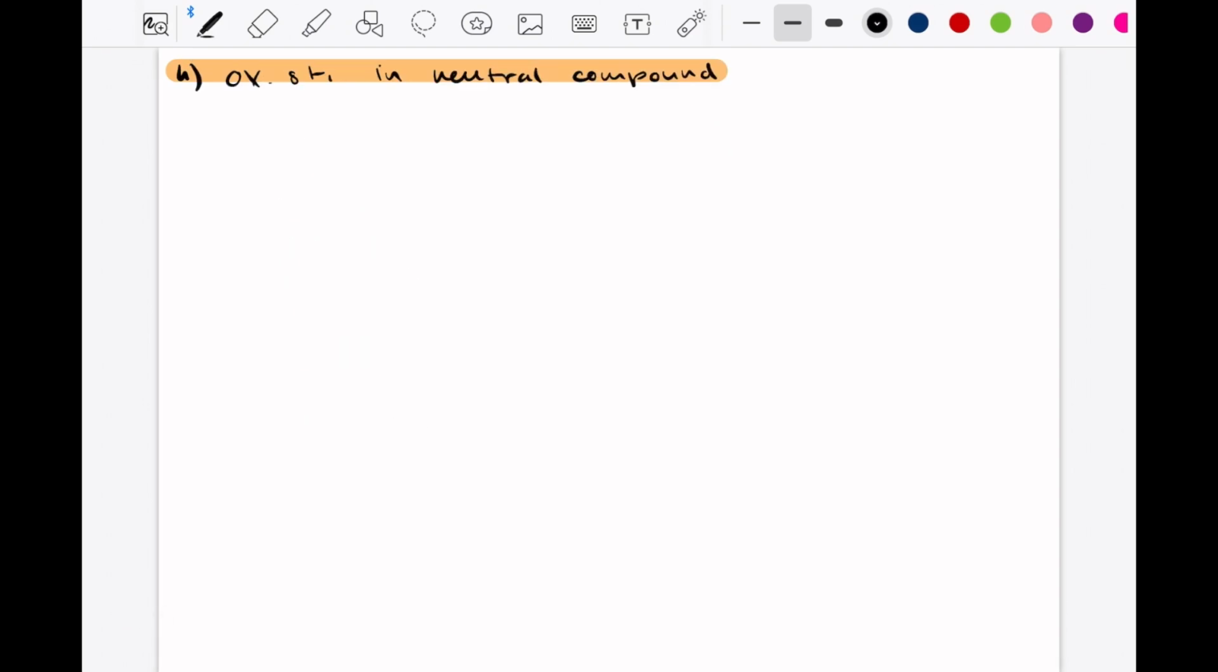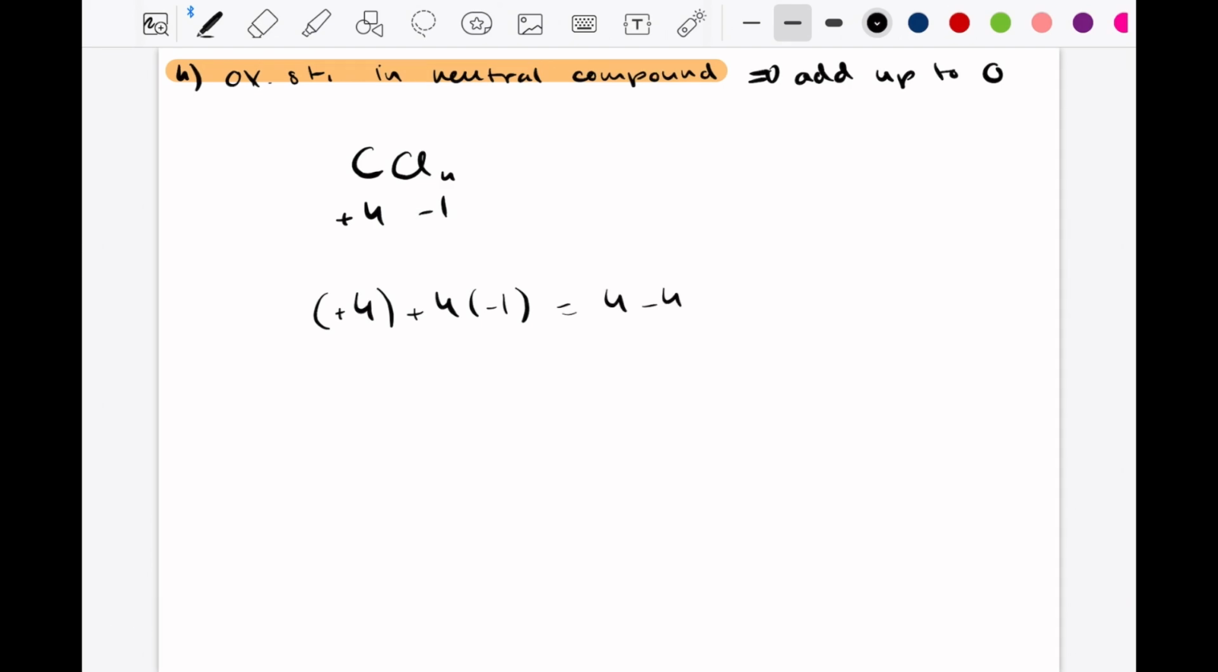So carbon has an oxidation state of +4, and each chlorine has an oxidation state of -1. Now, a way to check your oxidation states is by knowing that in a neutral compound, the oxidation states add up to 0. If we go back to carbon tetrachloride, carbon has an oxidation state of +4, and each chlorine has an oxidation state of -1, so we have 1 times +4, and then 4 times -1, which is 4 - 4, which is 0. So again, in a neutral compound, our oxidation states will always add up to 0.